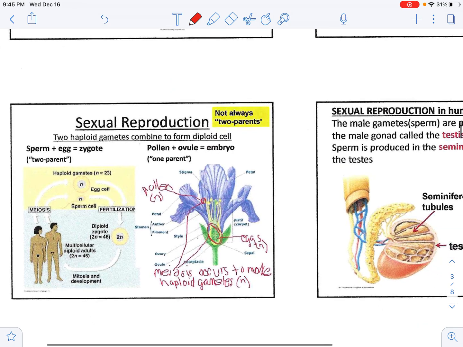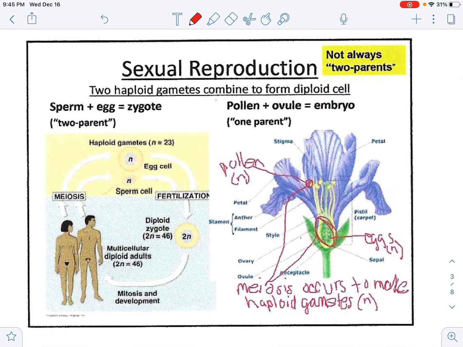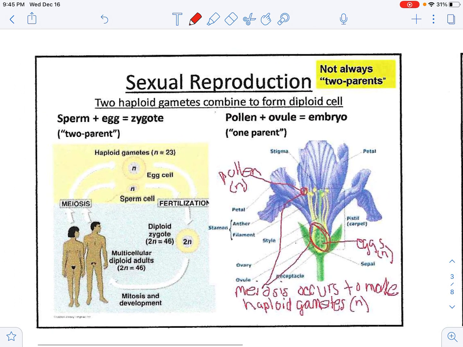And here I wanted to give you another example. So let's talk about sexual reproduction. And I wrote up here, not always two parents. And here's another example, kind of in flowering plants.